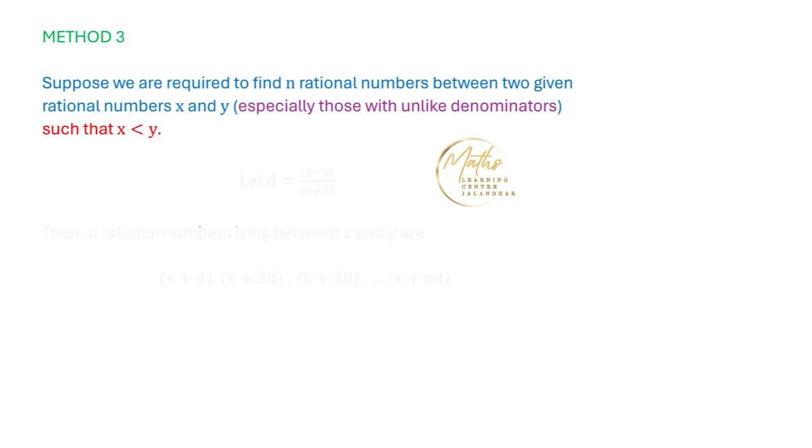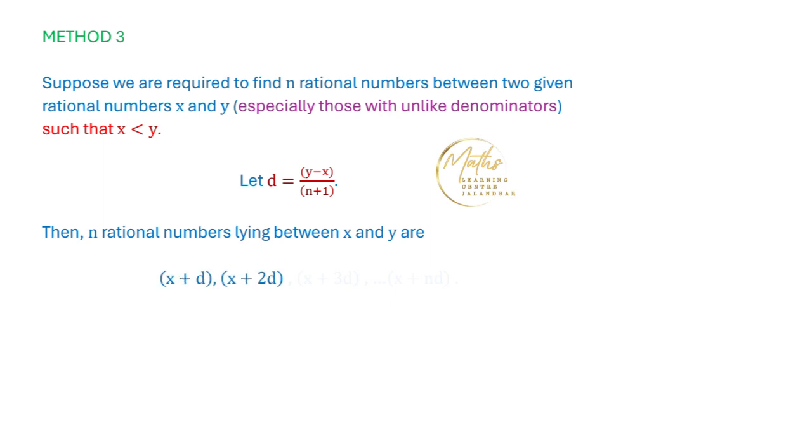What this method says is that we have to calculate the value d using this formula: d equals y minus x over n plus 1. Here n is how many rational numbers we have to insert, and we are dividing by n plus 1. The two numbers are x and y, and we calculate y minus x. Once we have calculated d, the n rational numbers between x and y are given by x plus d, x plus 2d, x plus 3d, and so on up to x plus nd. These will be the required numbers.